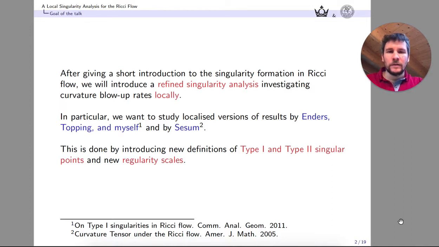Before we do all of that, I will give you a bit of a background introduction on what Ricci flow is, what it is good for, how singularities happen in Ricci flow, how traditionally one classifies them into type 1 and type 2, and how one analyzes these singularities.